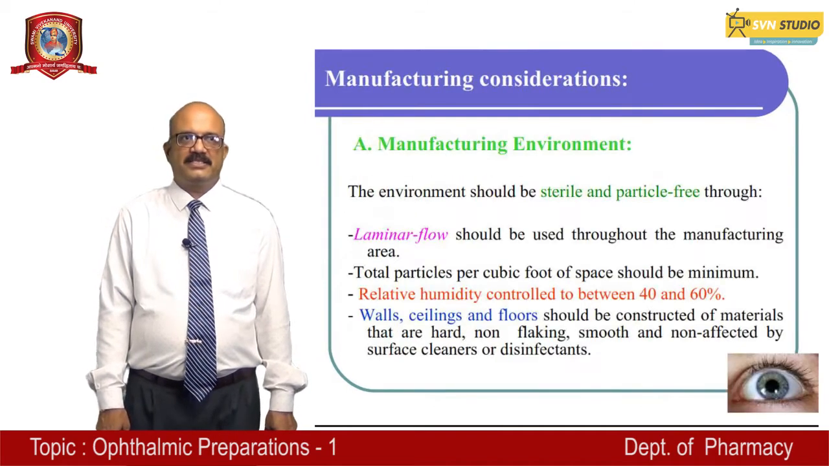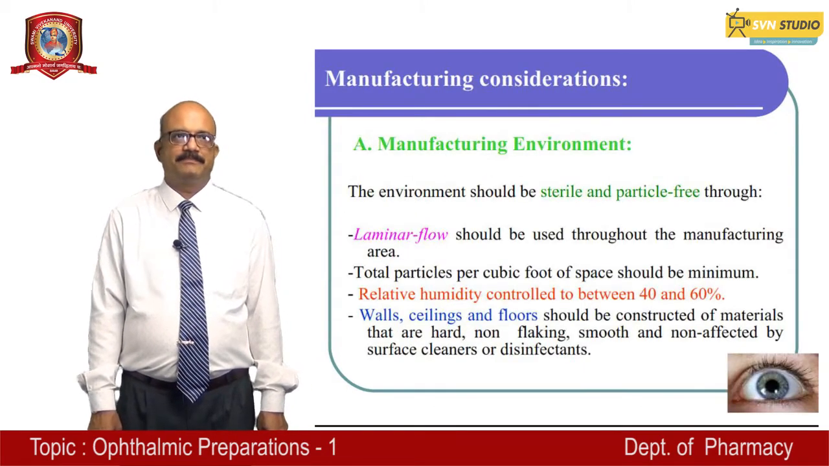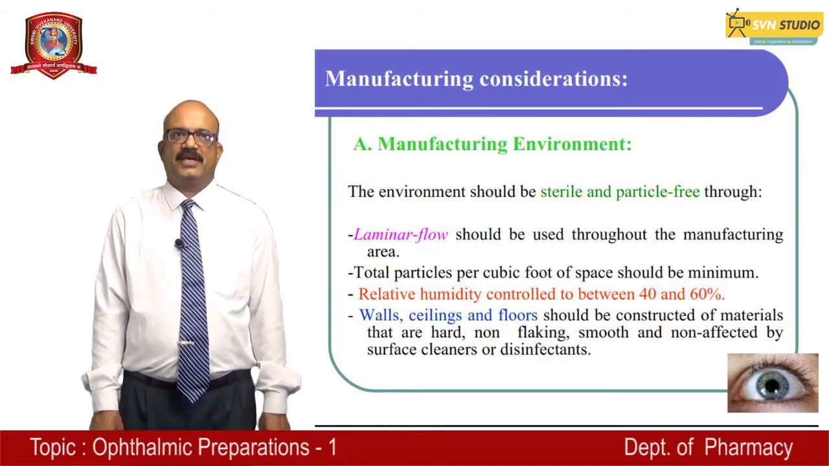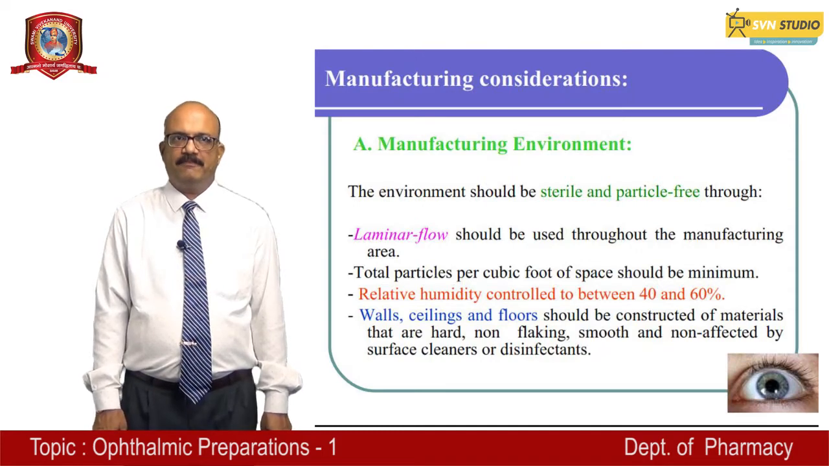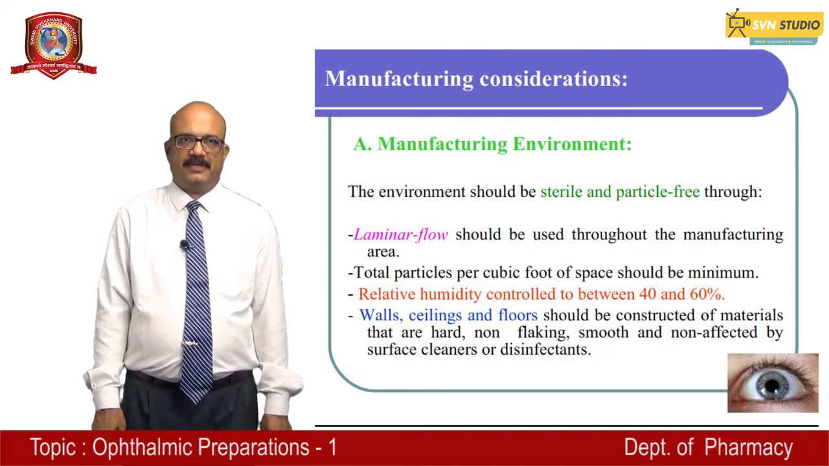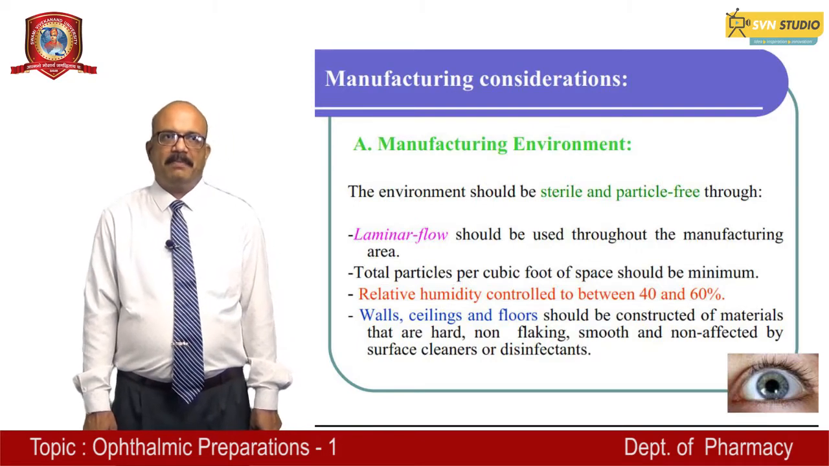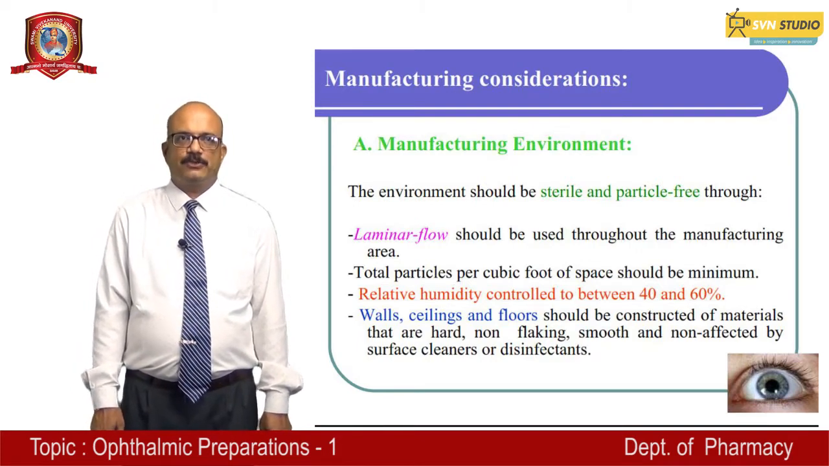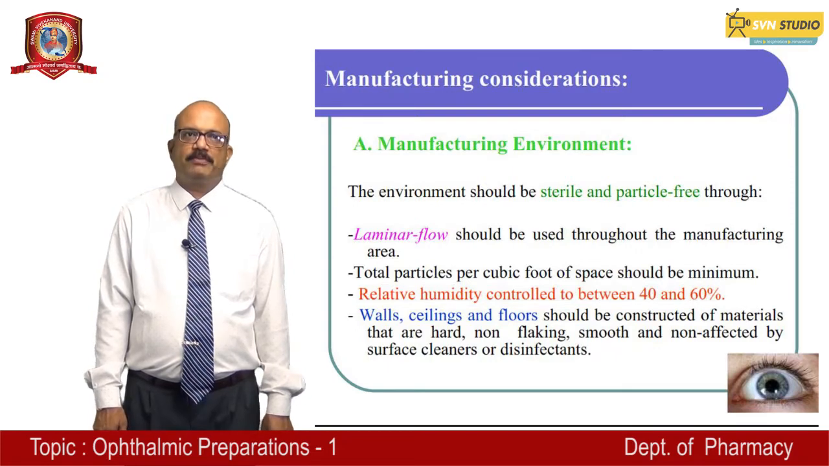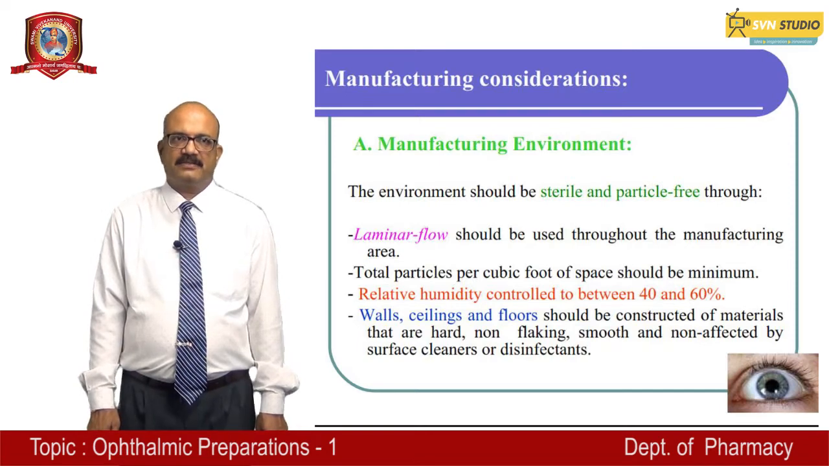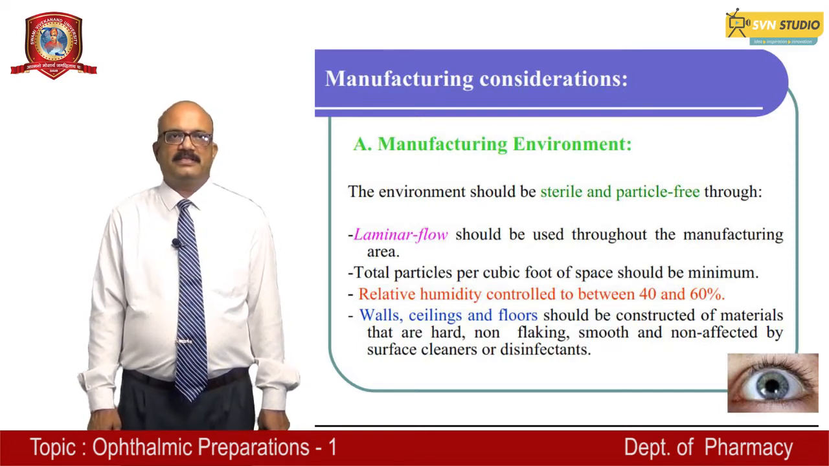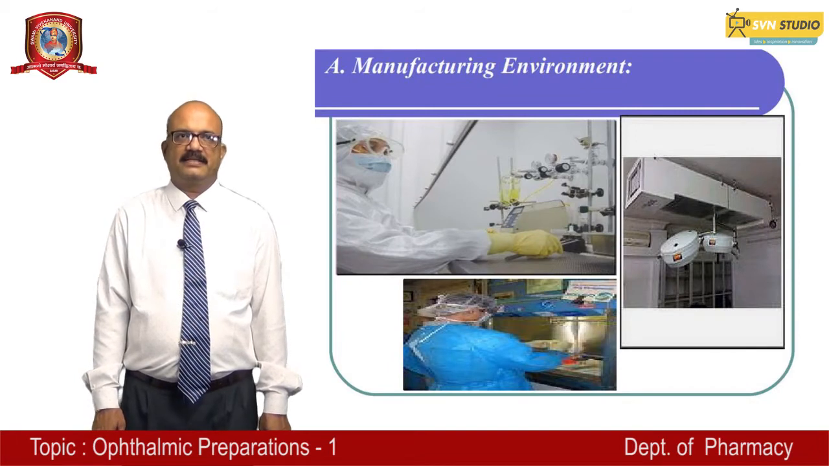Now coming to the manufacturing considerations of ophthalmic preparations: the environment should be sterile and particle free, which can be achieved by the use of laminar flow throughout the manufacturing area. The total particles per cubic foot of space should be minimum. Relative humidity is controlled between 40 and 60%. Walls, ceilings and floors should be constructed of materials that are hard, non-flaking, smooth and not affected by surface cleaners or disinfectants. Here you can see the picture of that pharma industry.